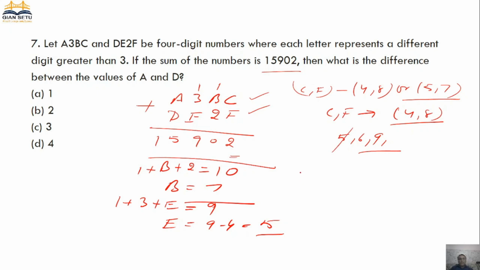That means A and D can be 6 or 9. Either A can be 6 or 9. Similarly, D can be 6 or 9. But the difference will always be 3. So right answer is C here.